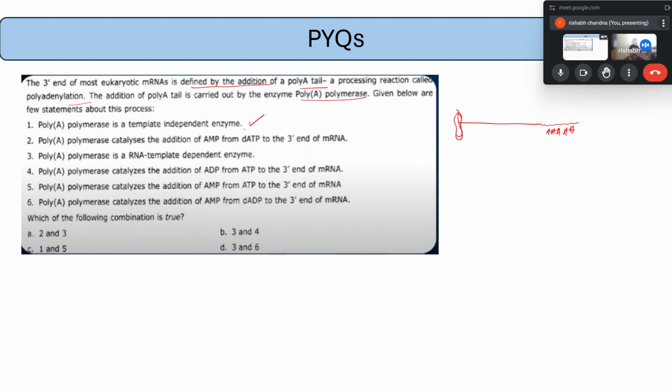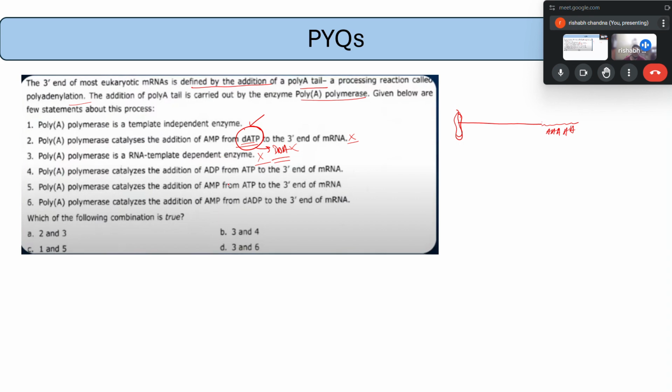Poly-A polymerase catalyzes the addition of AMP from dATP to the 3' end of mRNA. No, this is not correct. Why is this not correct? Because here they are using deoxyadenosine triphosphate, which is basically used for DNA synthesis, not RNA synthesis. So this option is wrong because dATP is not used in RNA synthesis. Now, poly-A polymerase is an RNA template dependent enzyme. No, this is also not correct.